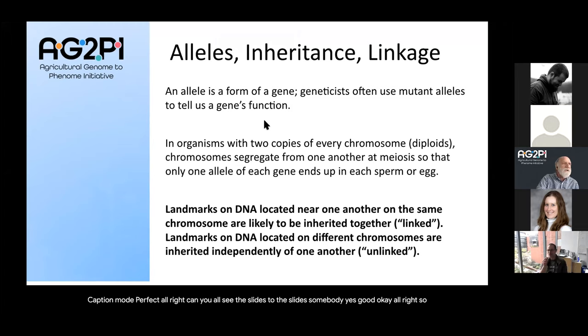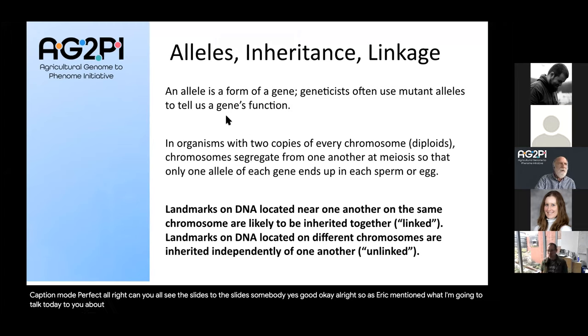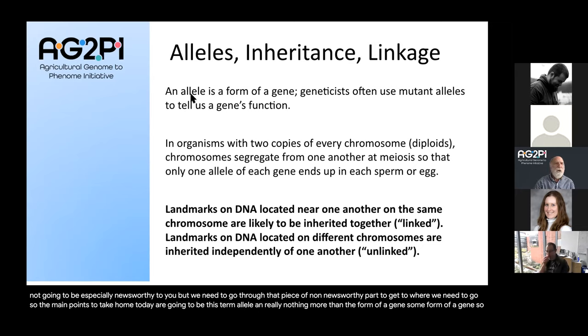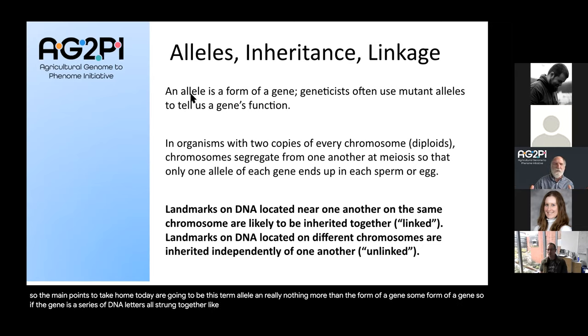All right, so as Eric mentioned, what I'm going to talk to you about today is three things, but really what I want you to take home are two of them in particular, because one of them is not going to be especially newsworthy to you, but we need to go through that piece to get to where we need to go. So the main points to take home today are going to be this term allele. An allele, which you'll hear people bat around a lot, is really nothing more than the form of a gene, some form of a gene. So if a gene is a series of DNA letters all strung together, like we talked about last week, and I compare two of them and they have any differences at all, then they constitute two different alleles. Geneticists often use what we call mutant alleles, variations that differ from what you normally find out there in nature, to tell us something about a gene's function. And we'll talk about that in just a minute.